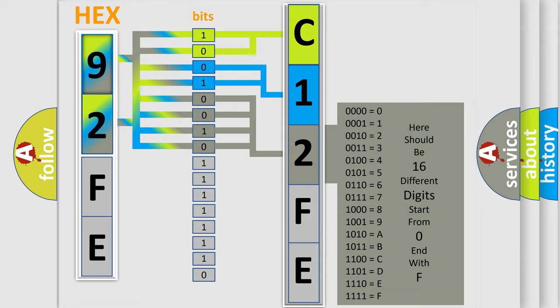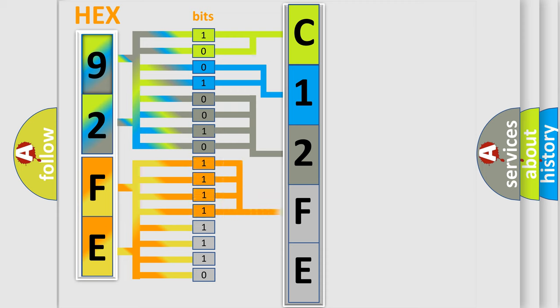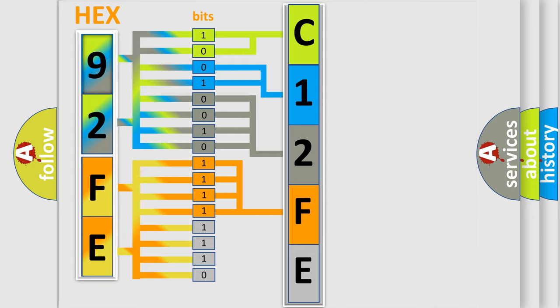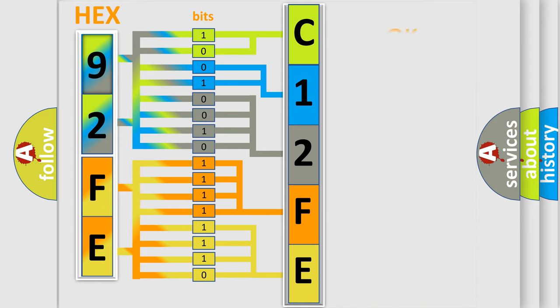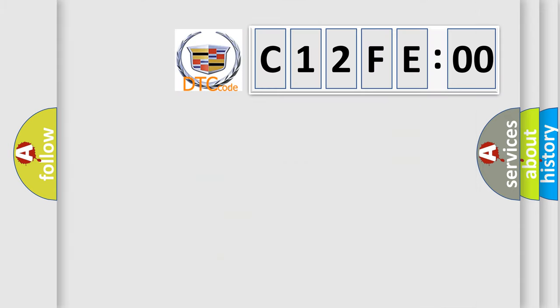The second byte is composed of a combination of 8 bits. The first 4 bits determine the fourth character of the code, and the combination of the last 4 bits defines the fifth character. A single byte conceals 256 possible combinations. We now know in what way the diagnostic tool translates the received information into a more comprehensible format. The number itself does not make sense to us if we cannot assign information to what it actually expresses. So, what does the Diagnostic Trouble Code C12FE-00 interpret specifically for Cadillac, car manufacturers?